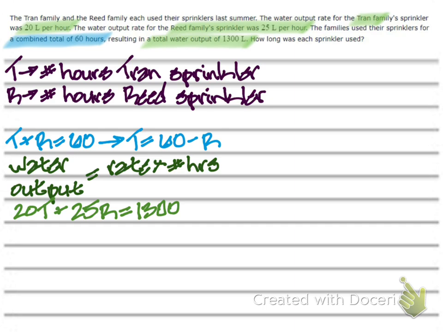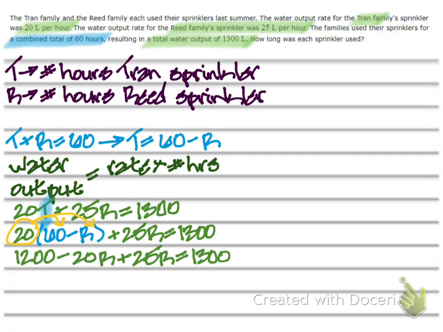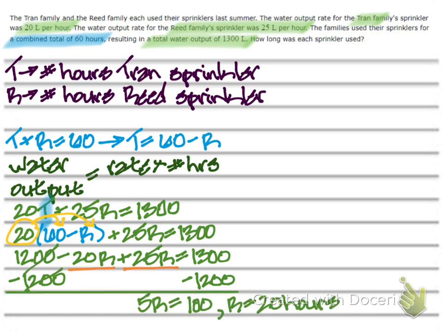It does not matter which one, I chose T. Now that I have an expression for T, I can go into my green equation and replace the T with its value. Now I've got to distribute that 20. There's the result of that. I want to subtract 1,200 from both sides. And I also have some like terms that I can combine. So I end up with 5R is 100, so R is 20.